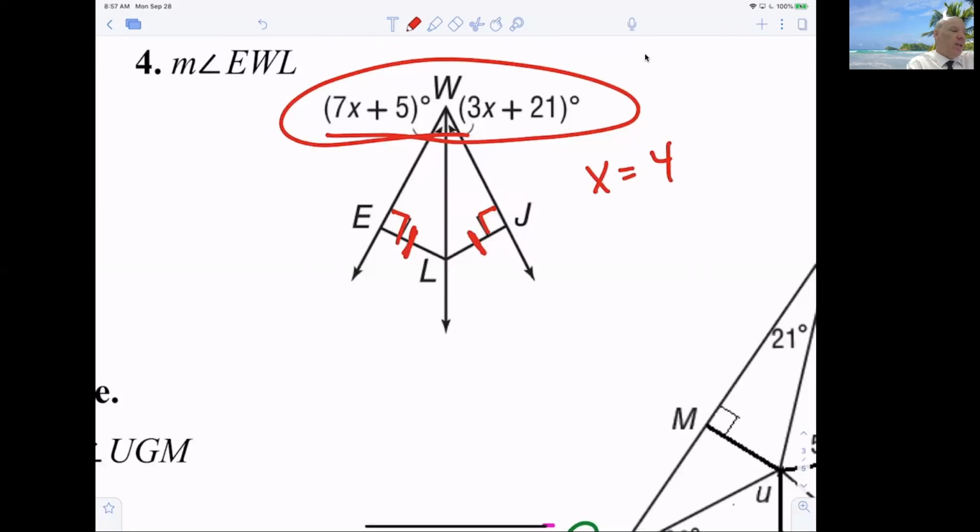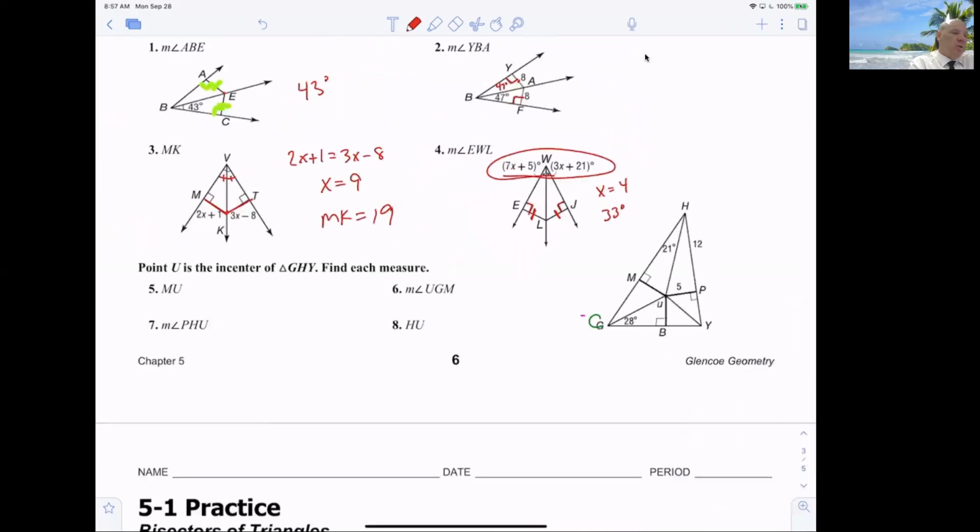Now we have to find EWL, and that would be what? 33. 33 degrees. Thank you, guys. Not bad at all. Is everybody with me? Now, again, on the test, a lot of times kids aren't even sure why it's true. It just looks true, so they make it true, right? And then you're going to miss a couple questions because you're going to think something and it's not necessarily true. So that's why I'm making sure you understand this.